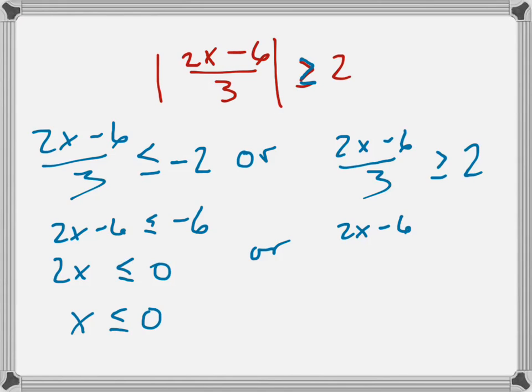2x minus 6 is greater than or equal to 6. 2x is greater than or equal to 12. x is greater than or equal to 6. And so it's an OR problem. So this is what I have.